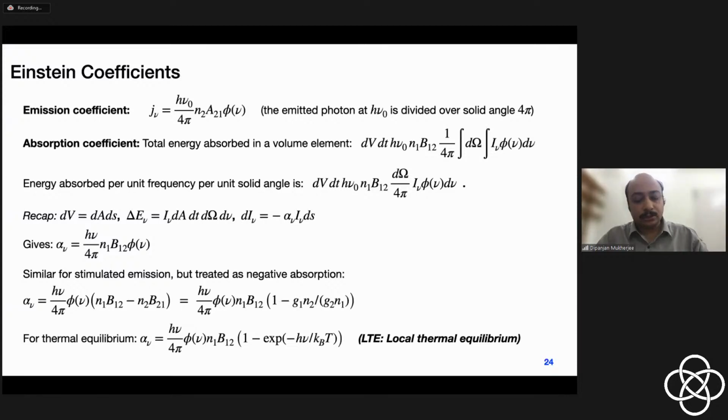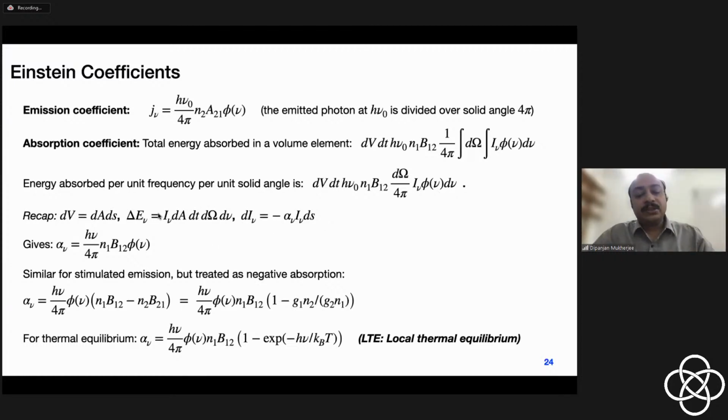So there's nothing new in here. This is what I'm doing. But this will then take away an energy of h nu naught. So the total amount of energy that is taken away from the beam is n1 times the volume times dt times h nu naught. So this is what you get. If you just consider this per unit frequency and per unit solid angle, then this is d omega by 4 pi. We do not perform the integrals, and this is what we have.